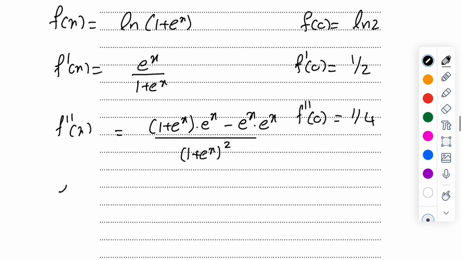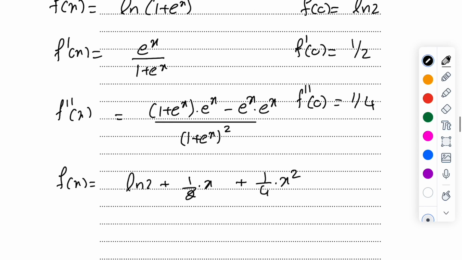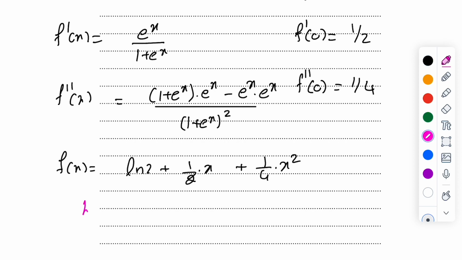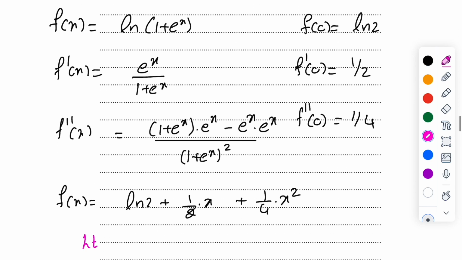So what will be f of x this time? Ln 2 plus first derivative times x plus second derivative times x square. Hence or otherwise, what is that? Limit x approaches 0 of ln of 1 plus e power x minus x minus ln 4 divided by x square. He is asking us to find that value.